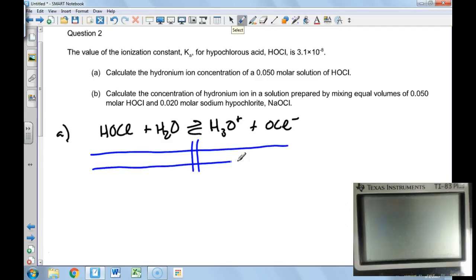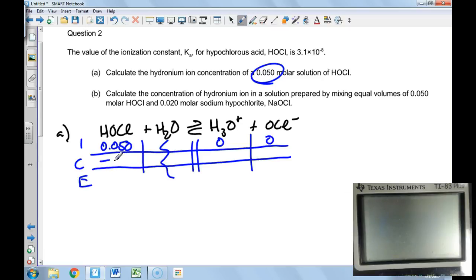Okay, so now I'm going to look at this and do an ICE chart. Now, initially, we have 0.050 molar of this thing. Water doesn't matter, and then we don't have any of this or any of this. So now, because this is a reactant, we're subtracting it. This is plus X, this is plus X, so this is 0.05 minus X, this is X, and this is X.